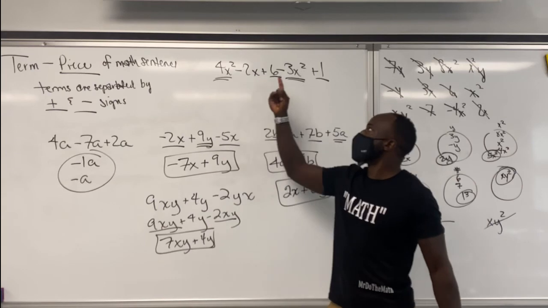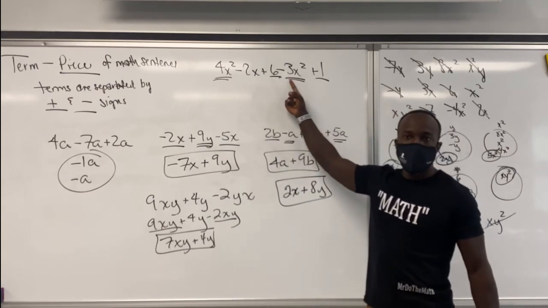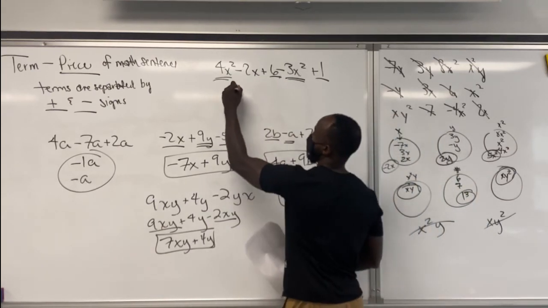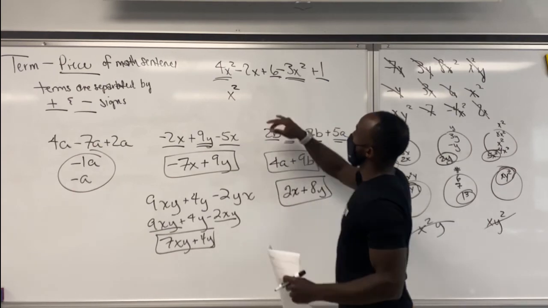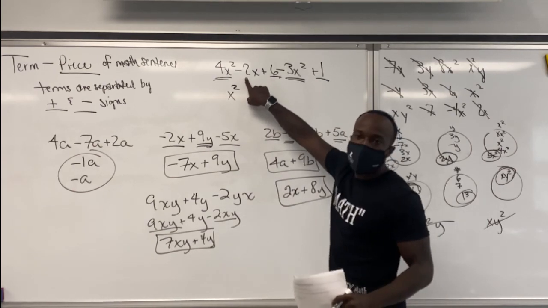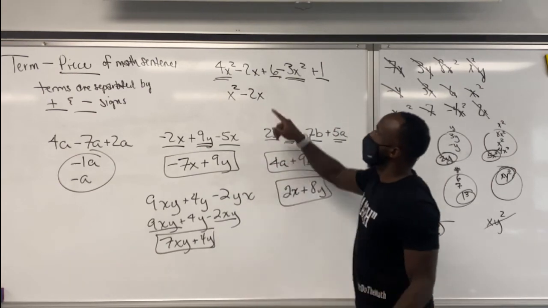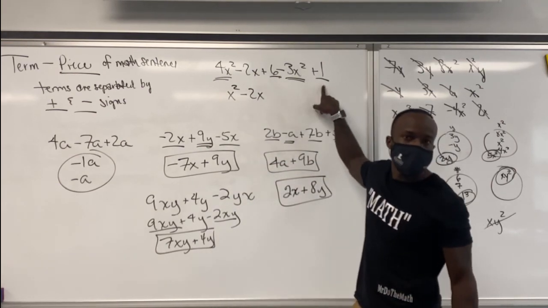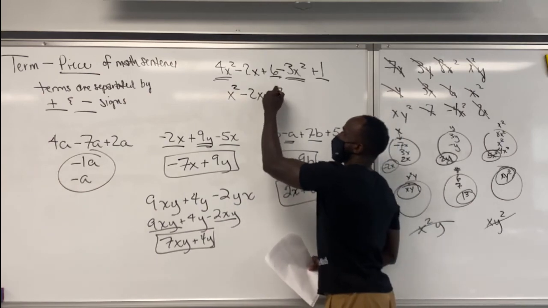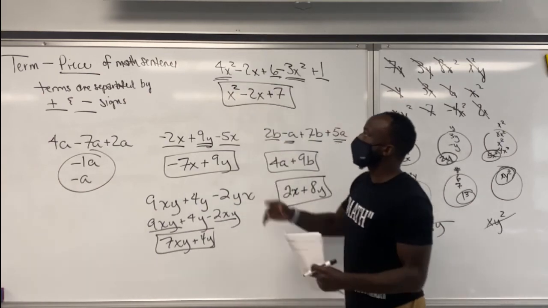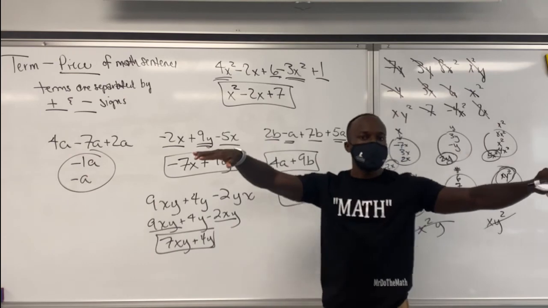So we got 4 minus 3, 1. So it's x squared. Then there are no like terms with this 2x, so it comes straight down. Minus 2x. And then we got 6 plus 1, 7. Plus 7. That's it. No more like terms. You're done doing the math.